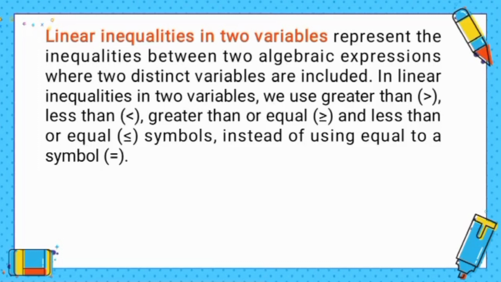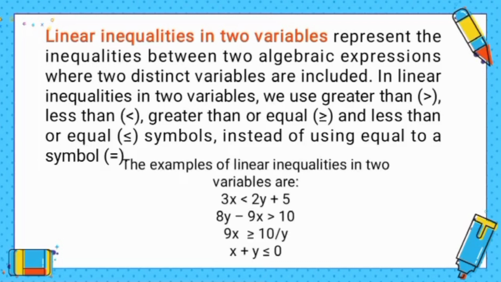To represent linear inequalities in one variable, a number line is a visual representation and a convenient way to represent the solution of the inequalities. Examples of linear inequalities in two variables are 3x is less than 2y plus 5, 8y minus 9x is greater than 10, 9x is greater than or equal to 10 over y, and x plus y is less than or equal to 0.